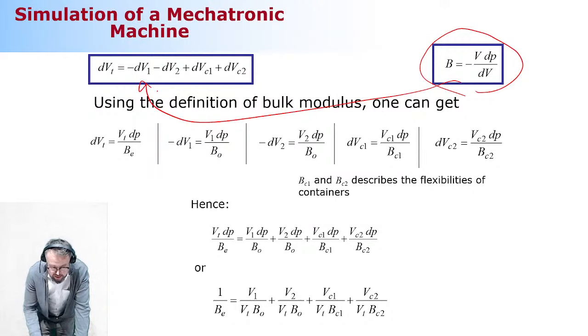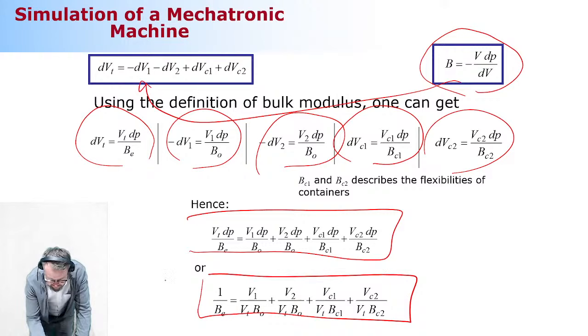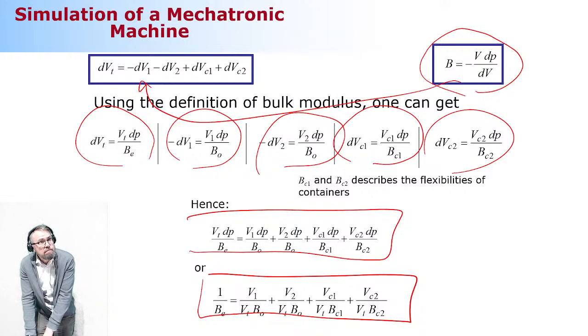And actually, we're going to do it in a way that it is shown here. So these are the substitutions we will do. And once you do that, it reads like this. And eventually, this is how the effective bulk modulus looks like. And that combines all the flexible elements: hoses, oil, fluid, dissolved air, containers, and so on and so forth.